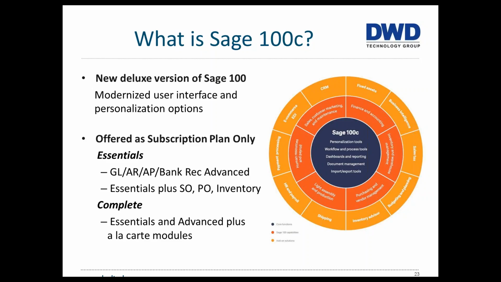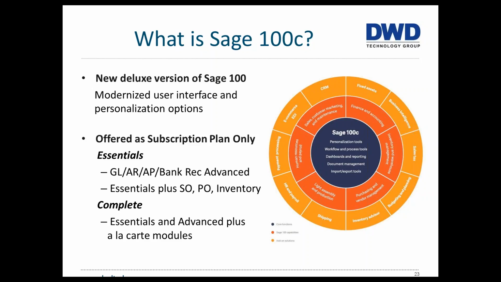What is Sage 100C? Some of you probably have started seeing some literature from Sage and even from us talking about this. Sage 100C is a deluxe version of Sage 100. From a user's perspective, you will notice some additional capabilities that are available. Basically a more updated user interface and more ability to customize and personalize how that software looks.